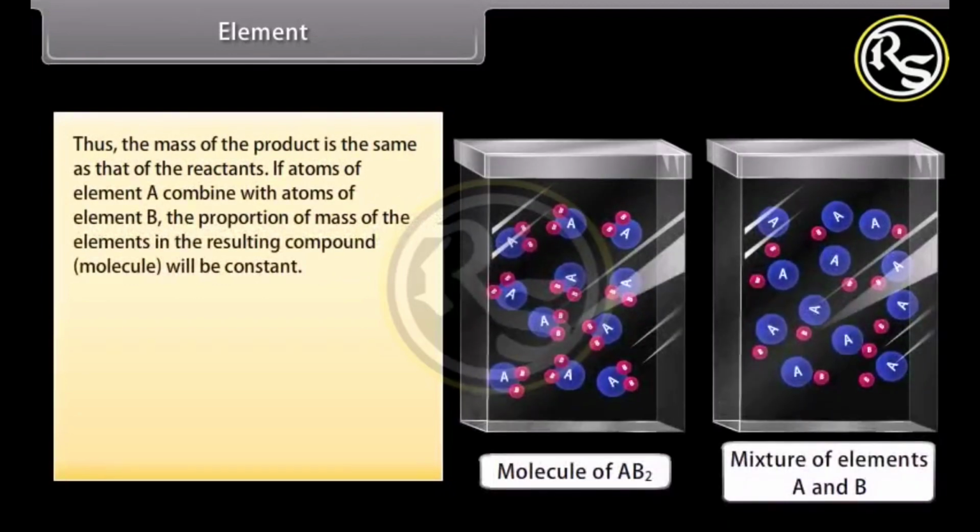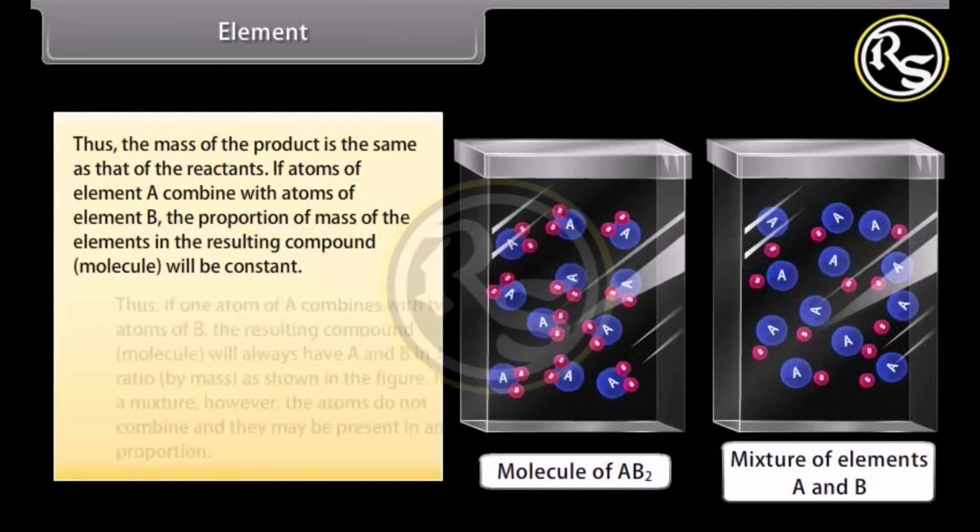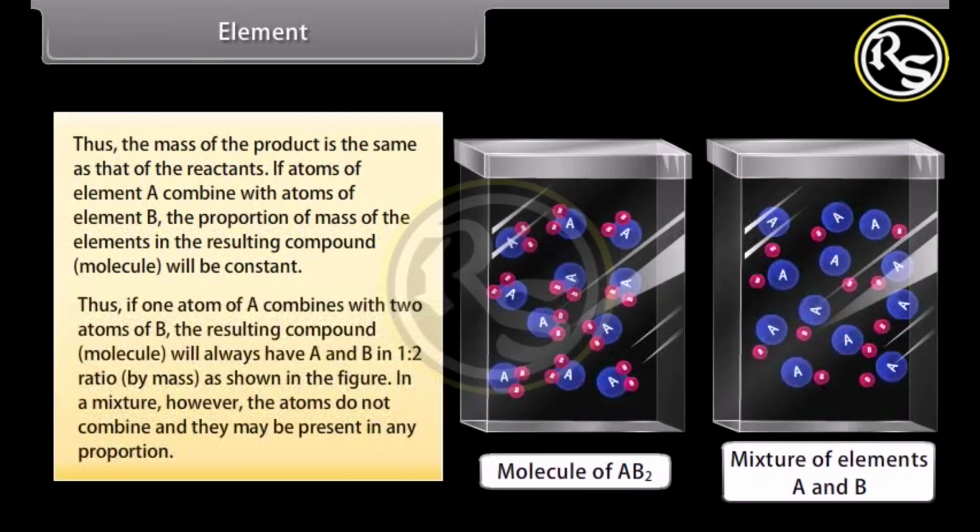Thus, the mass of the product is the same as that of the reactants. If atoms of element A combine with atoms of element B, the proportion of mass of the elements in the resulting compound molecule will be constant. Thus, if one atom of A combines with two atoms of B, the resulting compound molecule will always have A and B in 1:2 ratio by mass as shown in the figure.